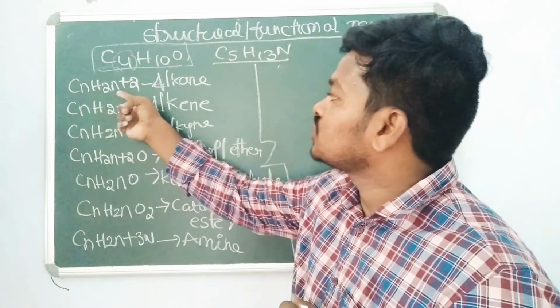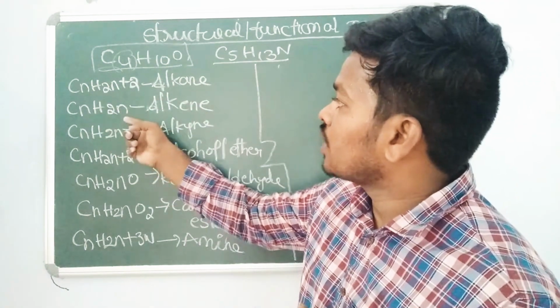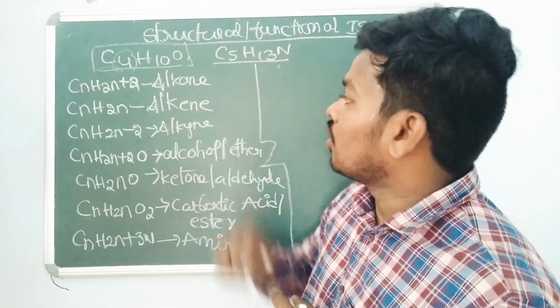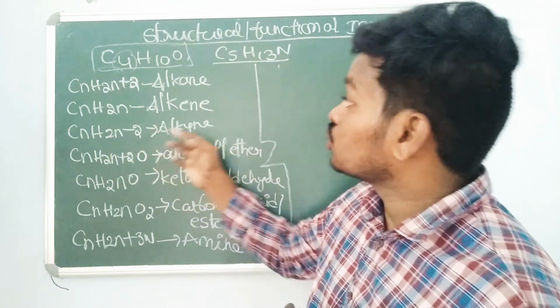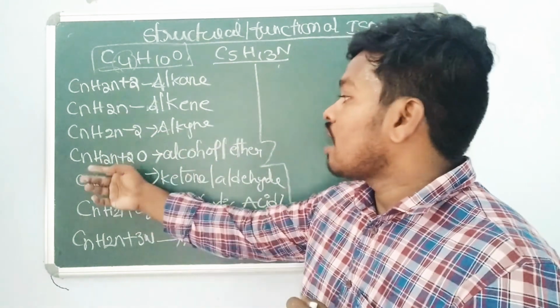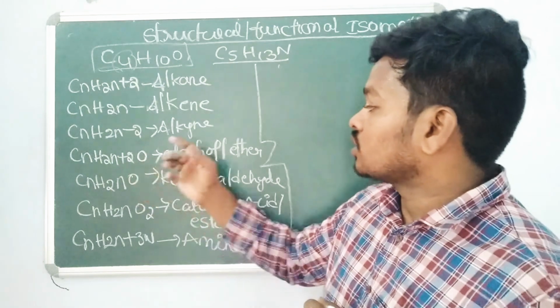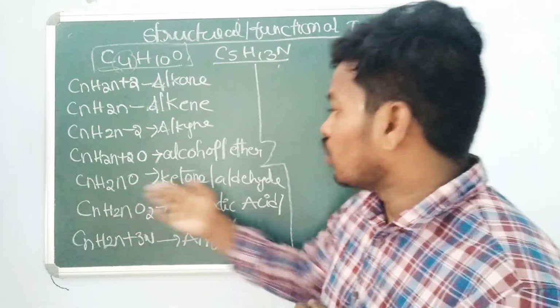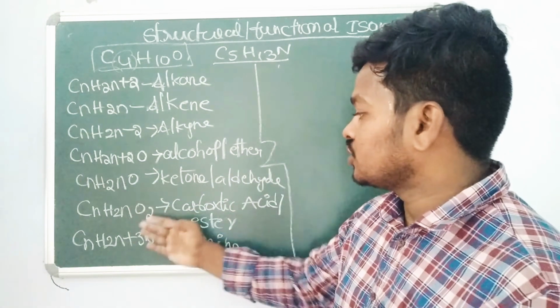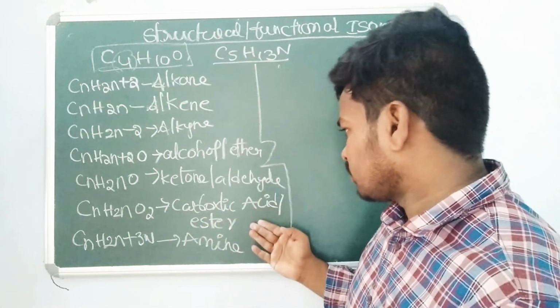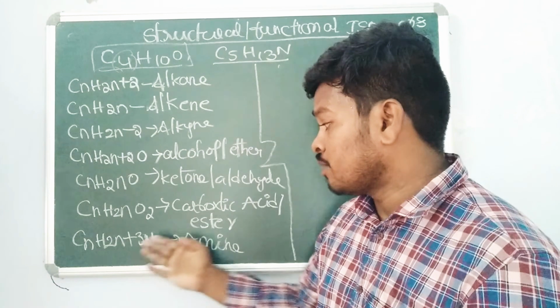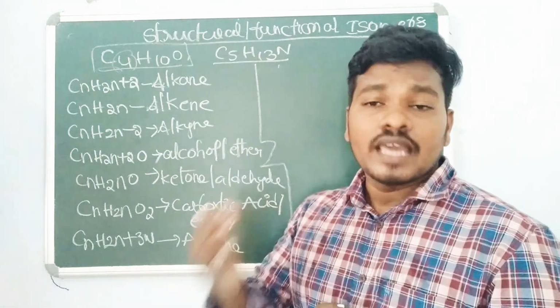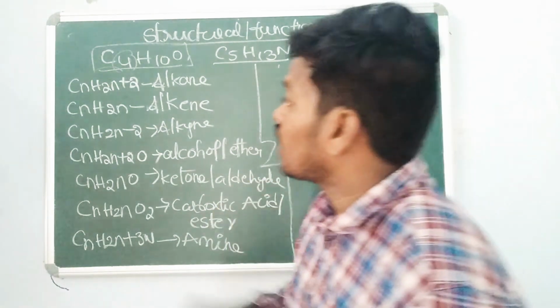CnH2n+2 is an alkane, CnH2n is an alkene, CnH2n-2 is called an alkyne, CnH2n+2O is an alcohol or ether, CnH2nO is a ketone or aldehyde, CnH2nO2 is a carboxylic acid or ester, and CnH2n+3N is an amine. Here n is nothing but the number of carbons.